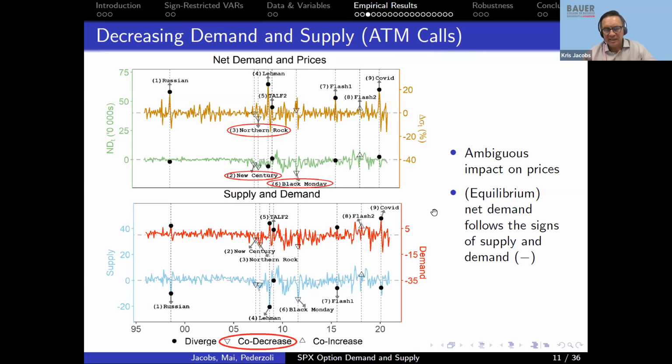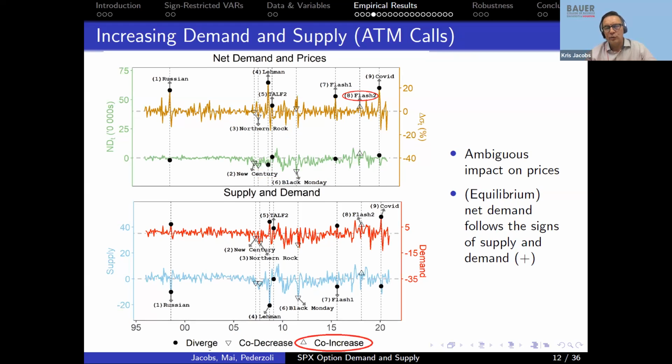And then you probably guessed it, the last case is the opposite, which is a co-increase. And there's fewer cases like that. The one that we found, the clearest one, is the second flash crash. So you see here in the second flash crash, equilibrium net demand goes up. And the reason for that is that latent demand goes up, latent supply goes up, and then equilibrium demand goes up. And the effect on prices is also positive, but it's not huge vis-a-vis some other crises.